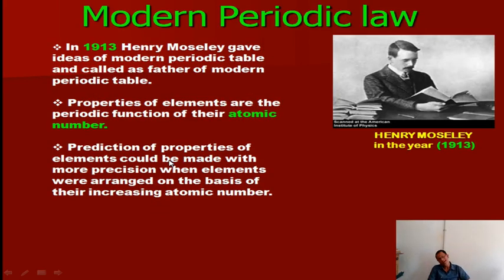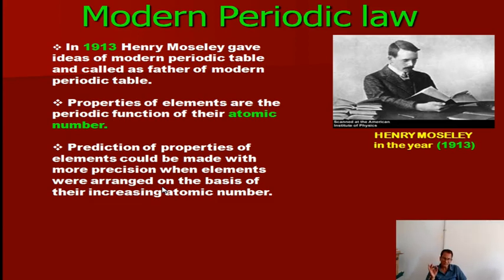Then the last attempt, that is the very important modern periodic law, stated by Henry Moseley. Henry Moseley mainly gave emphasis to atomic number, not atomic mass. According to Moseley, the physical and chemical properties of elements are a periodic function of their atomic number, not atomic mass. That means he arranged the elements in increasing order of atomic number, not atomic mass.